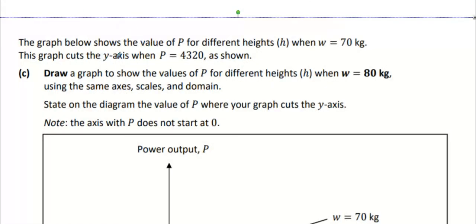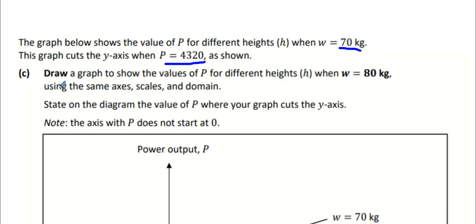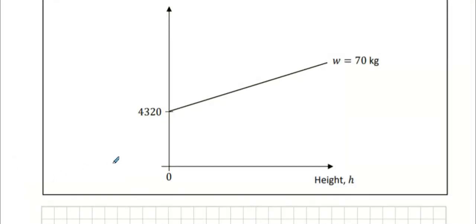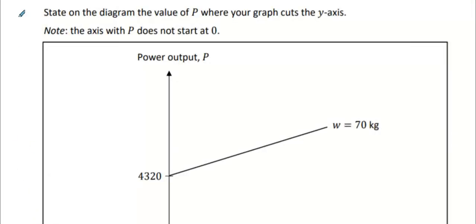Part C: the graph below shows p-values for different heights when weight is 70 kilograms. The graph cuts the y-axis when p equals 4,320 as shown. Draw a graph to show the p-values for different heights h when w equals 80 kilograms, using the same scales, axis, and domain. State on the diagram the value of p where your graph cuts the y-axis. All right.